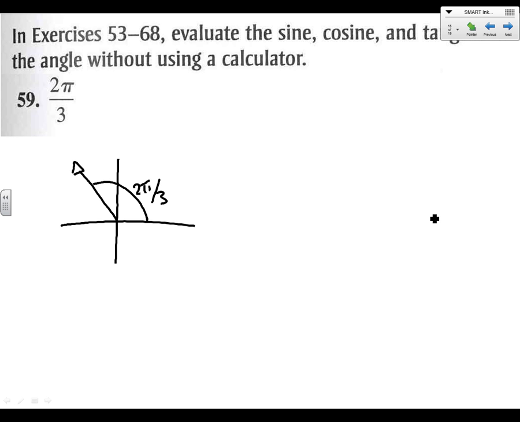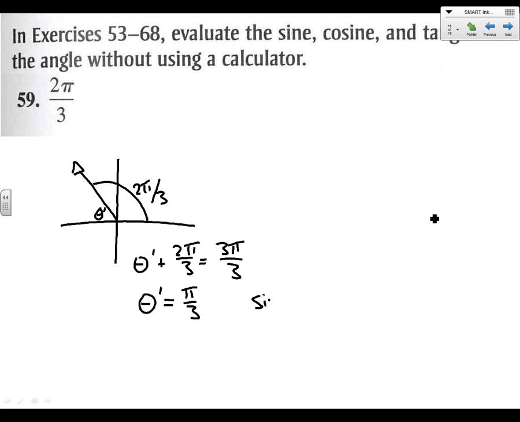I want to add up to pi to go all the way and find my reference angle. So I know that my reference angle plus 2 pi over 3 is going to give me pi. And I'm going to do a common denominator here, 3 pi over 3. So I'll subtract and find out my reference angle is pi over 3. Alright, and so we want to do sine, cosine, and tangent of pi over 3.